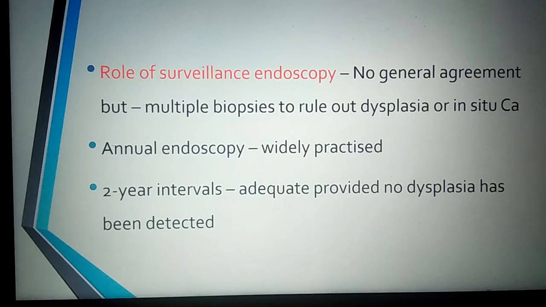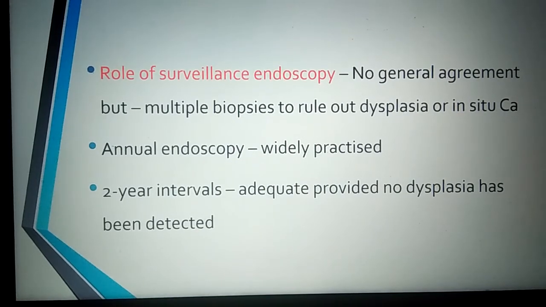Just remember, the adequate interval is every 2 years. Any patient having features of GORD with the features of Barrett's esophagus on upper GI endoscopy, every 2 years, just advise the patient to go for upper GI endoscopy and take multiple biopsies to rule out any dysplasia every time. And these multiple biopsies are going to help us rule out dysplasia as well as in situ carcinoma.